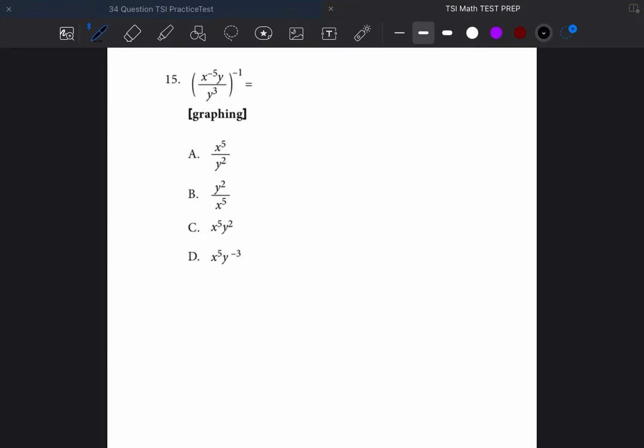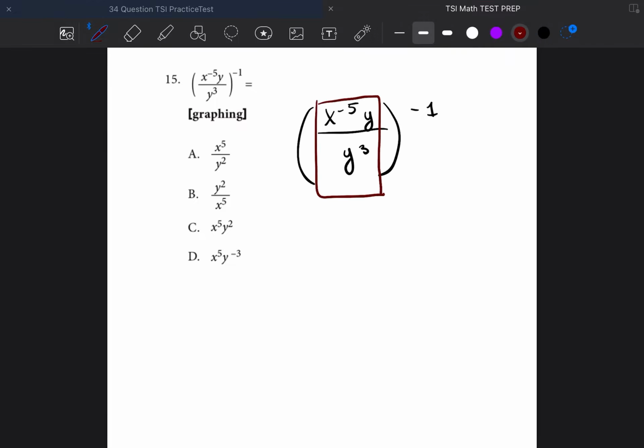Okay, so let's go over one of the toughest questions on the TSI, and we're just going to go one step at a time and try to help you make sense of it. It says x to the negative fifth y over y to the third, with a negative exponent on the outside. So we are going to start with whatever is found on the inside, and that's just a fraction.